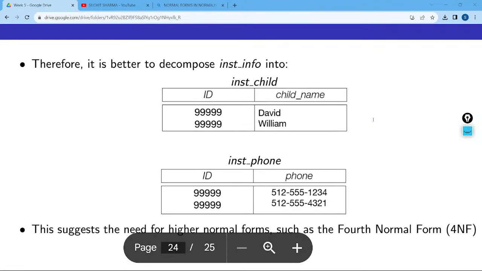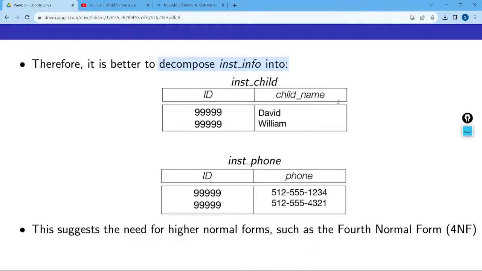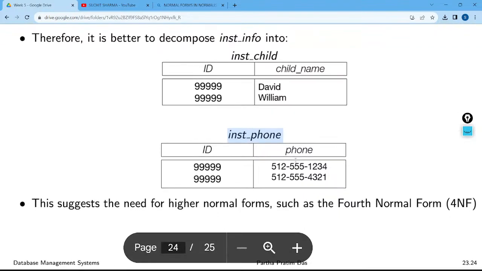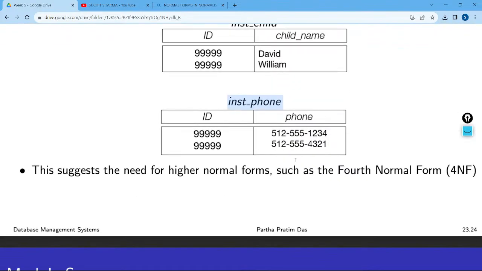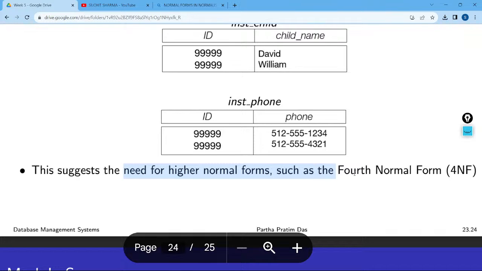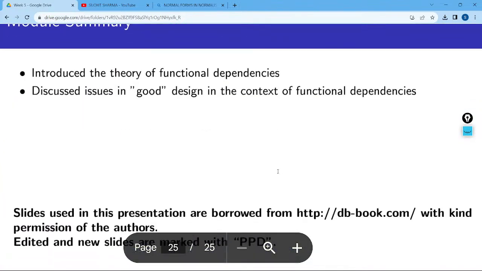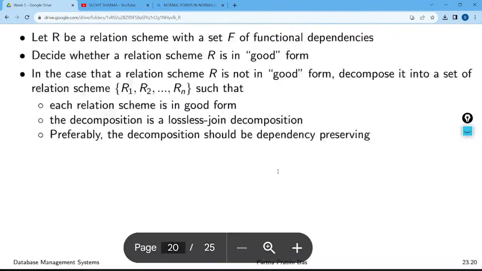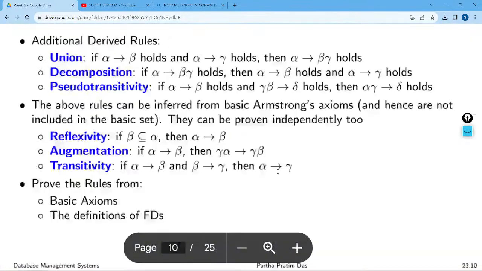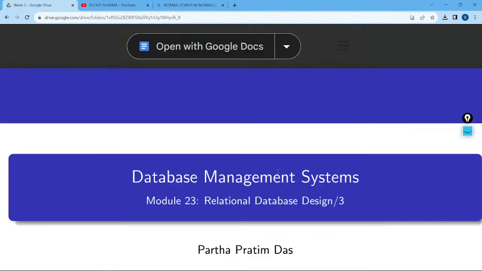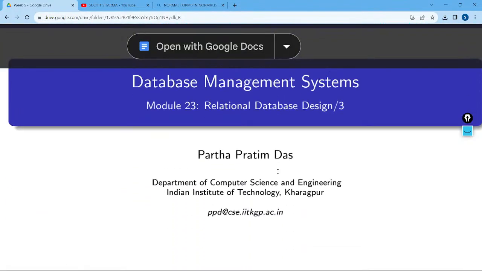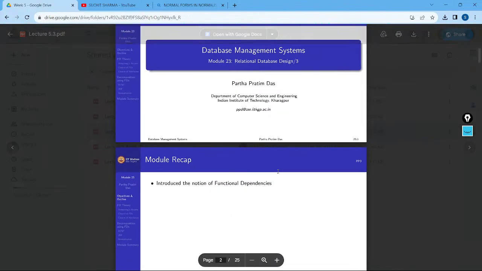Therefore, it would be better to decompose the instructor info into two sub tables, one being instructor child and one being instructor phone number, right? This suggests the need for a higher normal form, such as fourth normal form. And here is where we conclude 5.3. I hope this is 5.3. Yes, the relational database design 3.